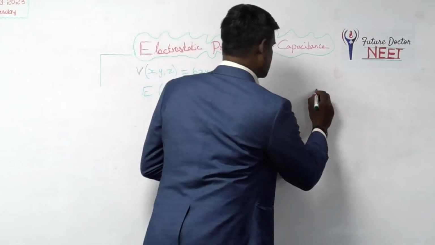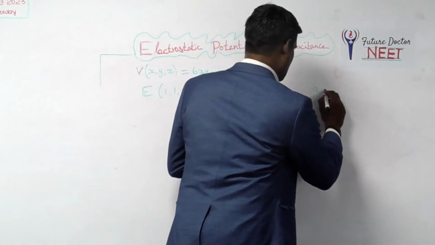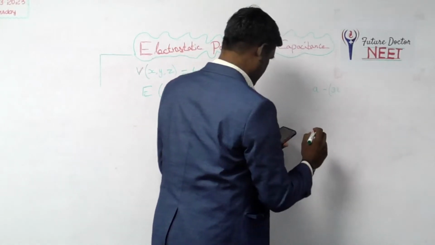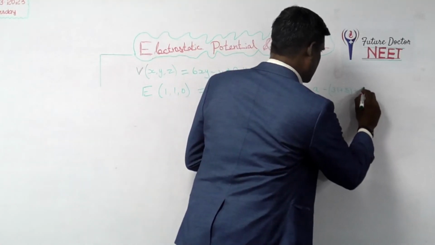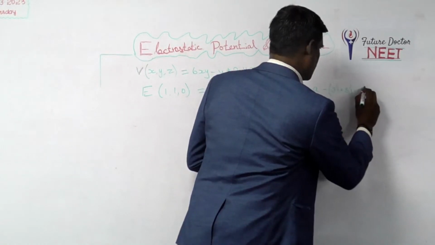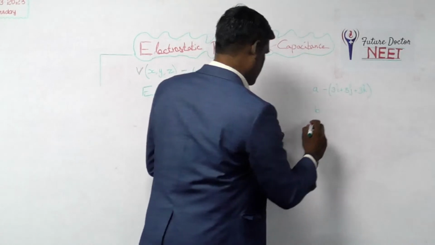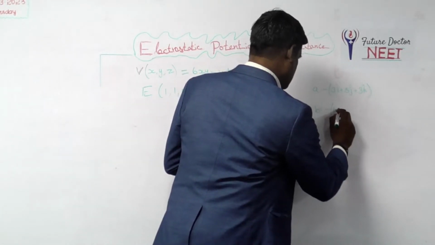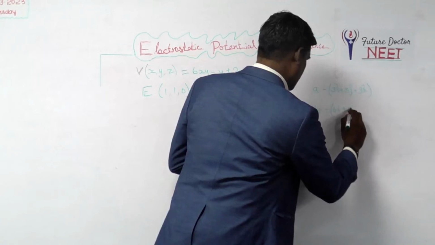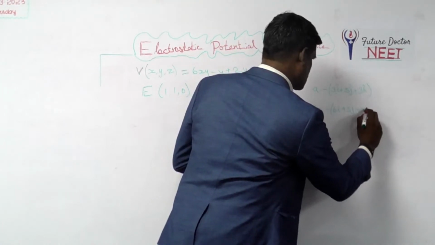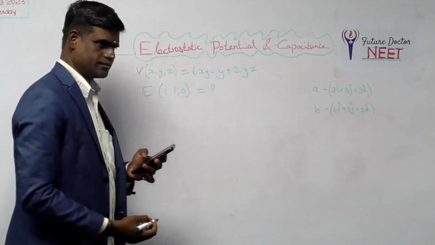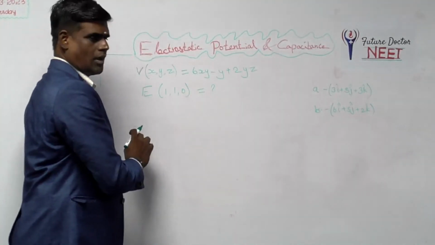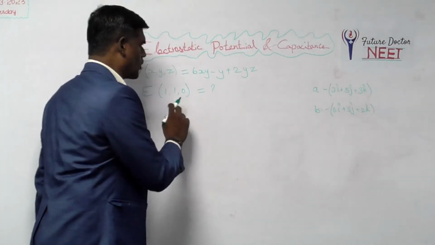Options are given like this. Option A, minus 3i plus 5j plus 3k. B option, minus 6i plus 5j plus 2k. These two options you try. So V is given and you should find E at 1 comma 1 comma 0.